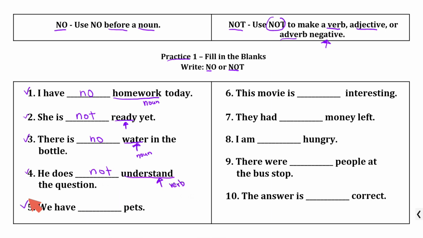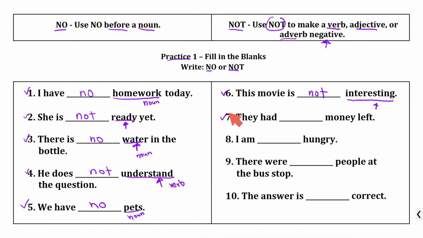Number five, we have blank space pets. Pets, this is a noun. Therefore, we use no. We have no pets. Number six, this movie is blank space interesting. This word here is an adjective. Therefore, we use not. This movie is not interesting.